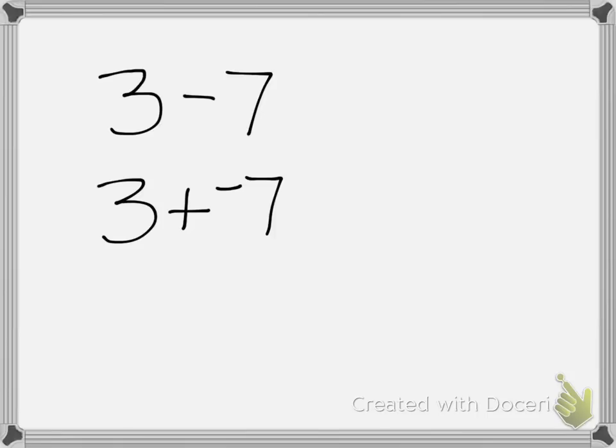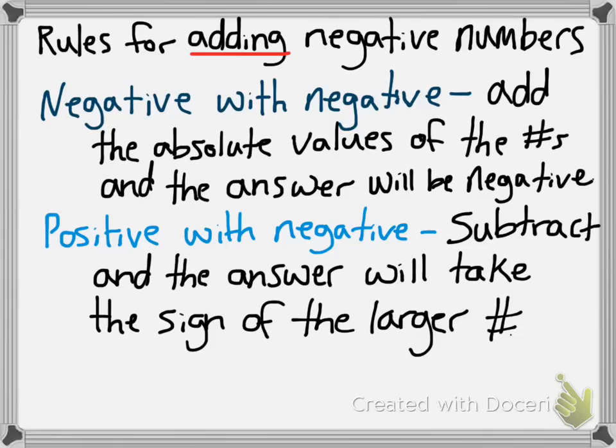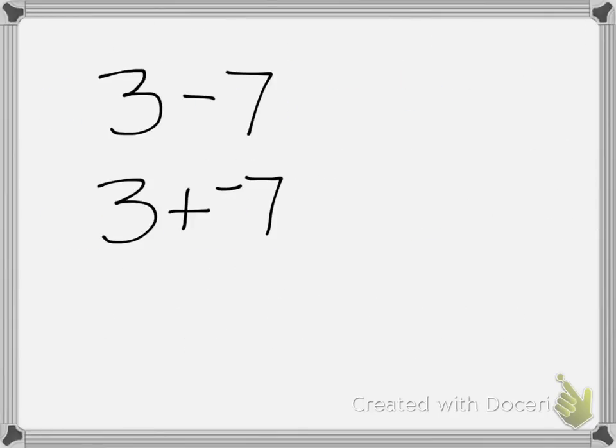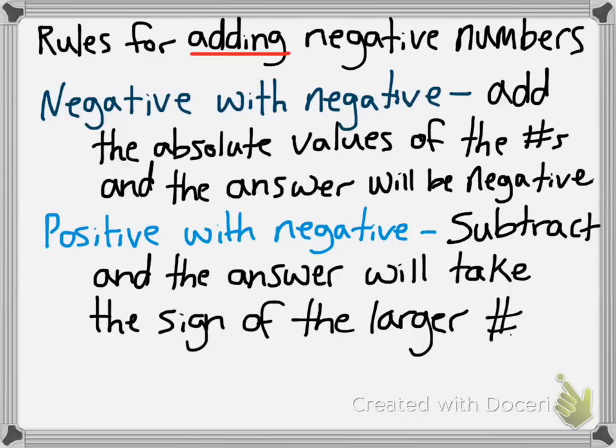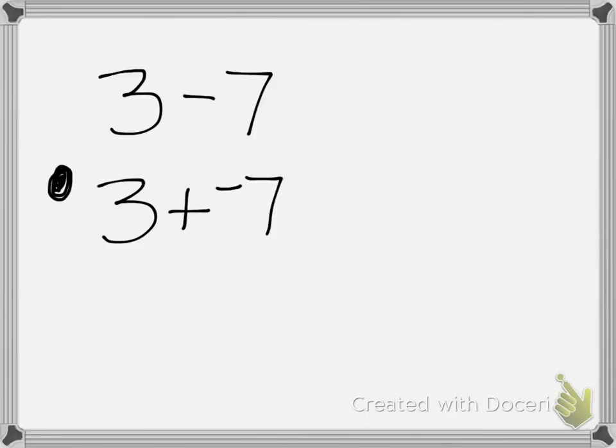Now we have to go back to our rules of adding integers. If we look at our rules of adding integers, there are two real options. We have adding a negative with another negative, or adding a positive with a negative. So if we look at our problem here, once we get to this step, we're adding a positive with a negative number. The rule says subtract and the answer will take the sign of the larger number. So we're going to subtract the smaller from the larger. 7 minus 3 is going to give us 4.